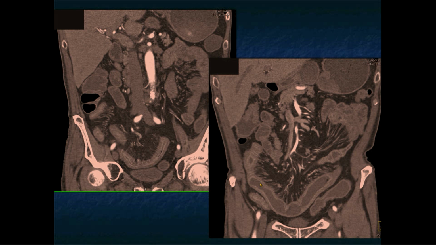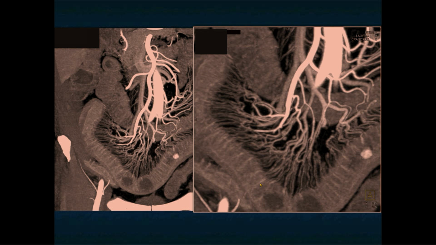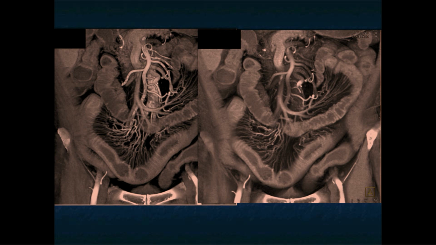And then instead of looking only at the coronals, I'll switch over to looking at the MIPs. You can see very nicely the vasa recta becomes very, very important. And the branching of the vasa recta is a very classic finding with inflammatory bowel disease. It's not specific for Crohn's, but it's very, very common in Crohn's disease.